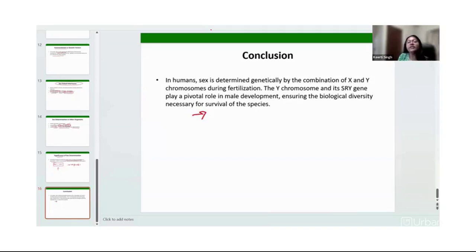So what can we conclude? We can conclude that the sex in case of humans is determined genetically by the combination of X and Y chromosomes, which happens of course during fertilization. Of course, we will be able to figure it out after the gonad development, after a period of say 6 to 7 weeks, 8 weeks, right? But the first step, the fertilization, has occurred very initially. It is the first step, right?